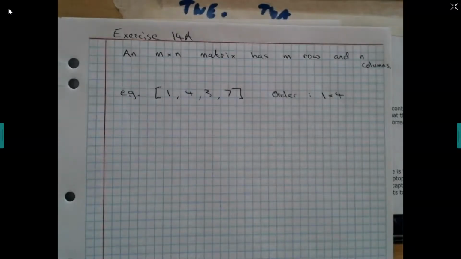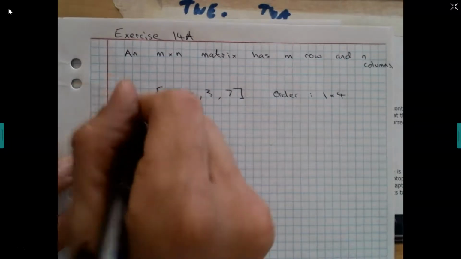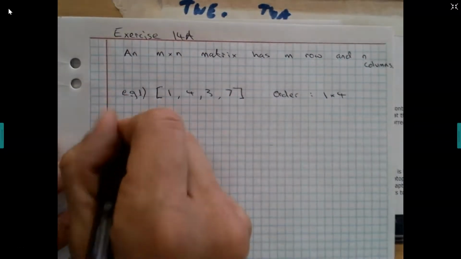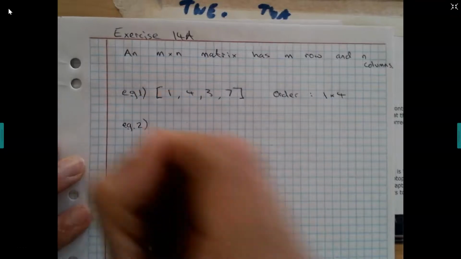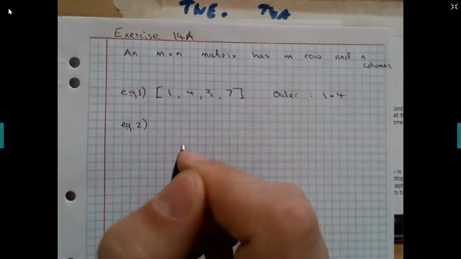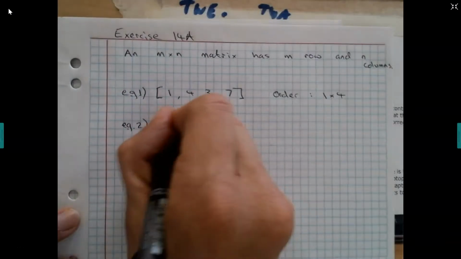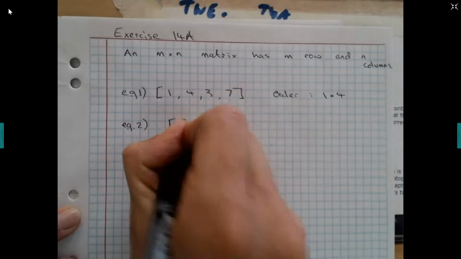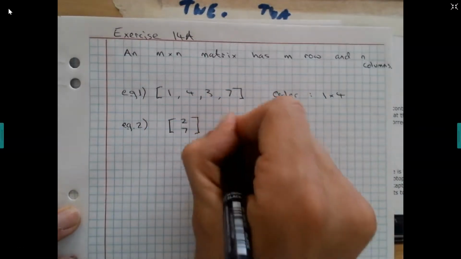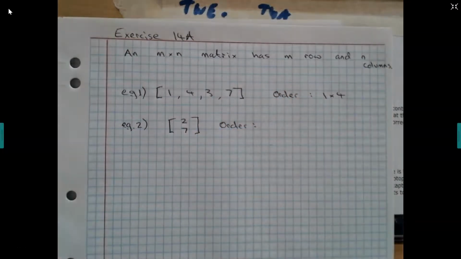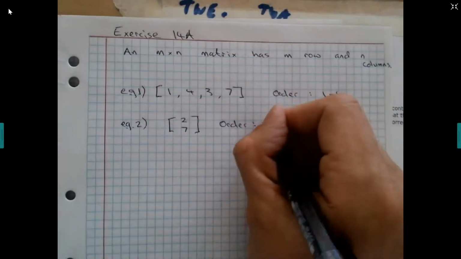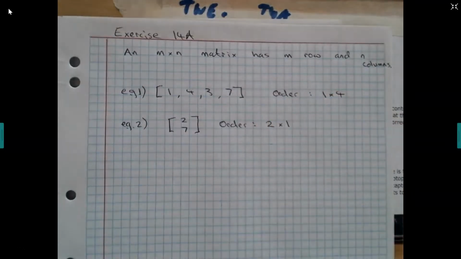The next one, that's example 2. If we had a matrix like this, 2, 7, the order of that matrix, again, rows always goes first, columns always goes second, so that's going to be a 2 by 1 matrix.